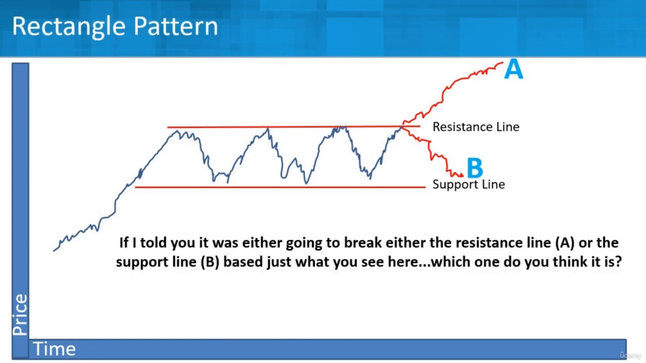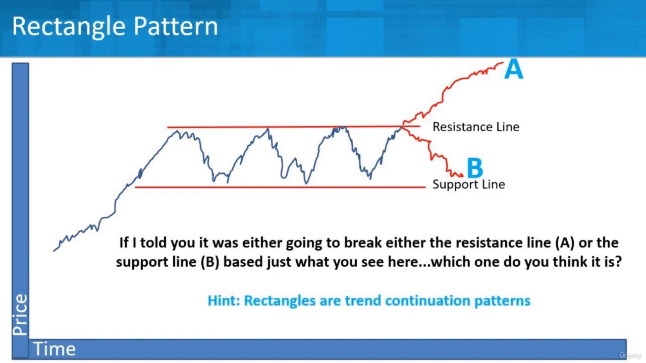But let's say I told you it was either going to break through resistance line A or it was going to turn around and go all the way down and break through the support line B. Just based on what you see here, which one do you think it is? I'm not giving you any other indicators. You just got to go with the pattern here. I'm just telling you it's going to do one or the other because I'm the instructor and I'm having fun, and hopefully you are too, right? Which one do you think it is?